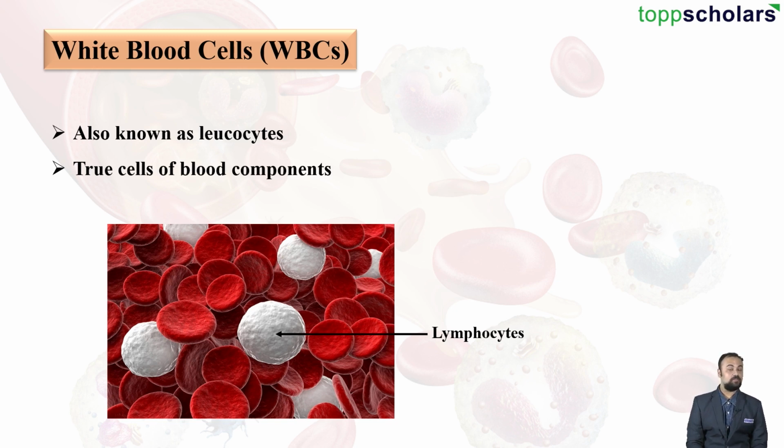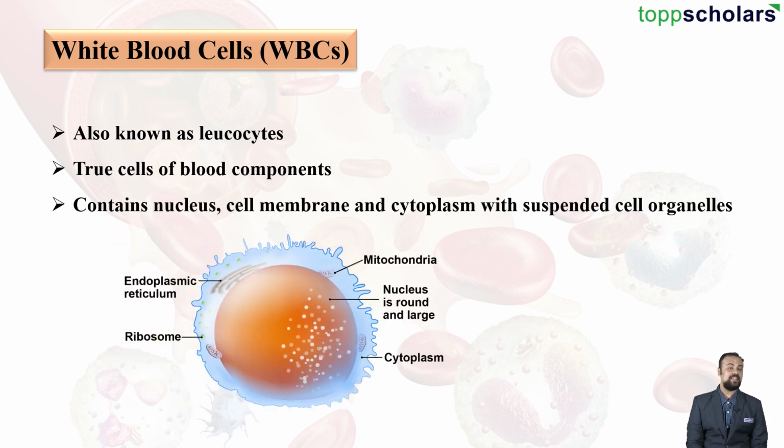Students, these are the true cells of all the blood components. I am calling them true cells because they have a nucleus, cell membrane, cytoplasm, and suspended cell organelles also. Students, the other blood cells, that is the RBC, does not have a nucleus. Even platelets do not have a nucleus. That is the reason they are not considered to be true cells.